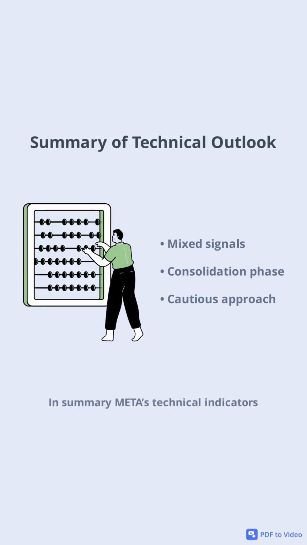In summary, Meta's technical indicators present a mixed picture. While some metrics suggest mild bullish momentum and a strong trend, others point to consolidation and potential weakness. The stock is trading below its long-term averages but remains in the middle of its 52-week range. Traders should remain vigilant, use stop losses, and watch for clear signals before making major moves.